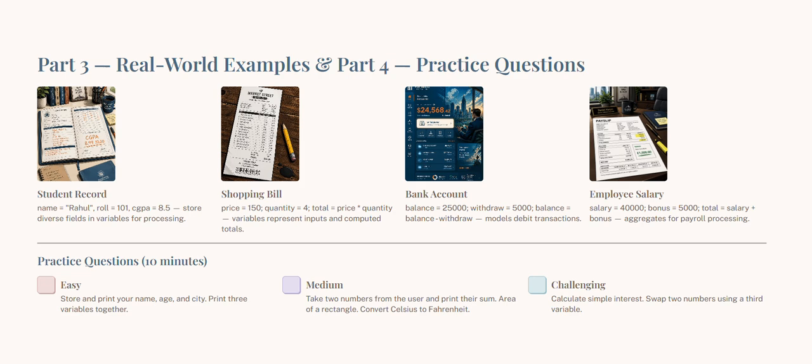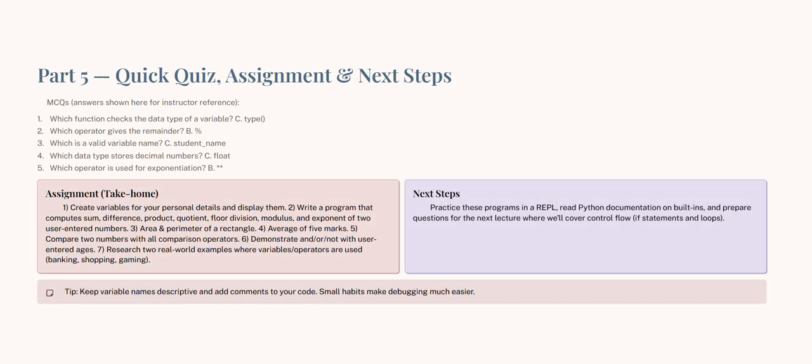So these are also some real world examples. After that, there are some quiz questions. Which function checks the data type of a variable? Answer is type. Which operator gives the remainder? Percentage, modulus. Which is a valid variable name? Student underscore name is a variable. Which data type stores decimal numbers? Float will store. Which operator is used for exponentiation? That is double stars.